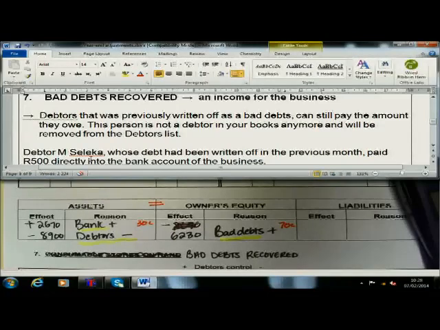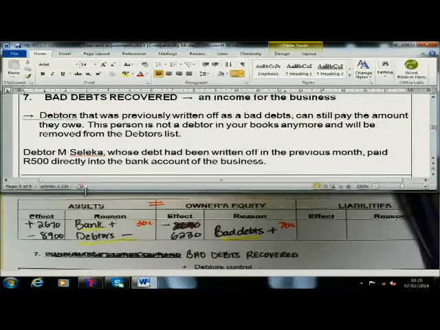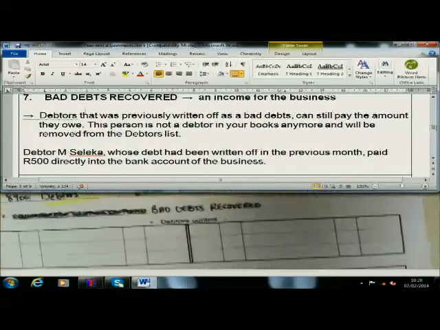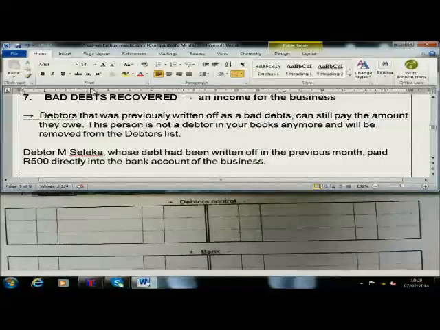Bad debts recovered. Okay, what is bad debts? When the debtor cannot pay you, then we write them off as bad debts. And sometimes, so what is bad debts recovered? A debtor that was previously written off as a bad debt can still pay the amount they owe you. This person is not a debtor in your books anymore and was already removed from the debtors list.